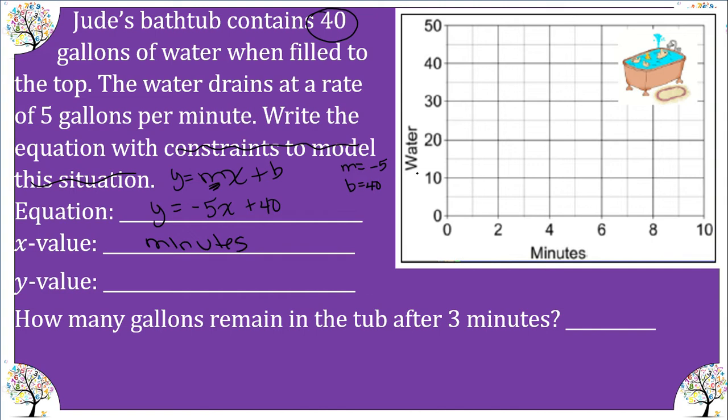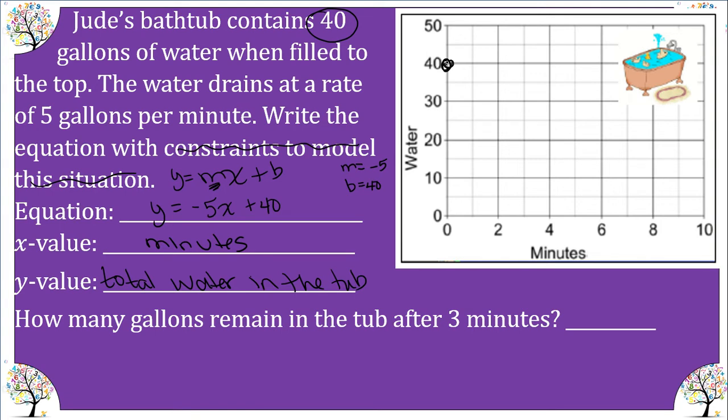Now, the Y value is total water, but let's talk about this. Is it the total water in the tub or the total water that's drained? Well, at minute 0, we have 40 gallons in the tub. So these Y values is total water in the tub.